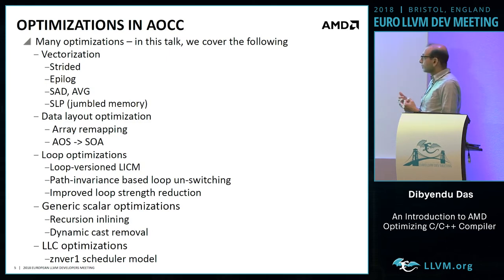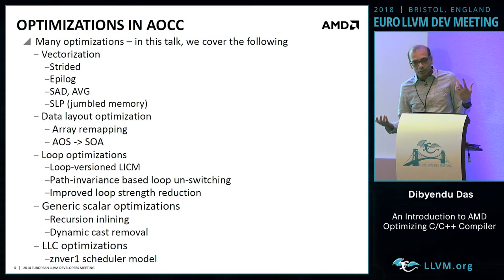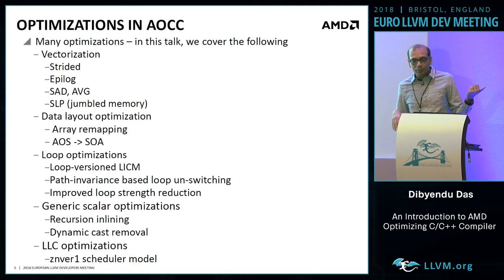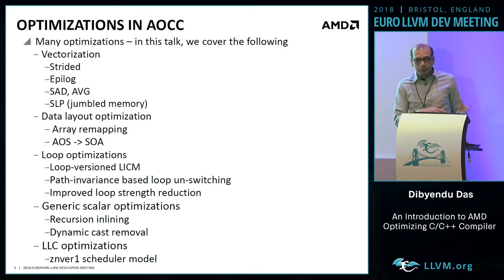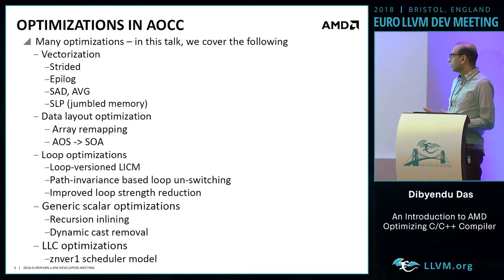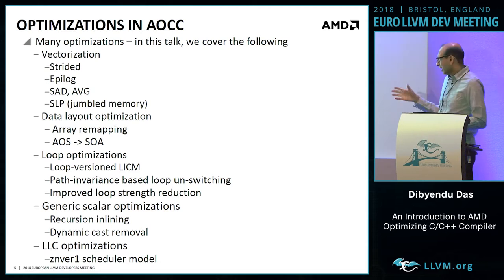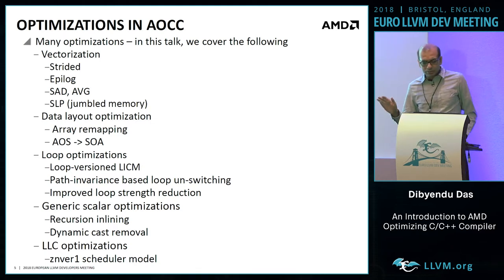We'll talk about strided vectorization, epilogue vectorization, pattern vectorization like SAD and average, SLP, especially jumbled memory optimization, data layout, mainly array remapping, and array of structures to structure of arrays transformation. Scalar loop optimizations outside vectorization: loop versioning, LICM, path invariance-based loop unswitching, and improved loop strength reduction. Generic scalar optimizations like recursion inlining and dynamic cost removal, and then some LLC optimizations, including a very brief look at the Zenverse scheduler model.